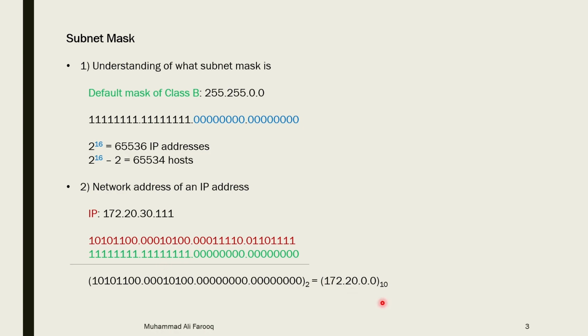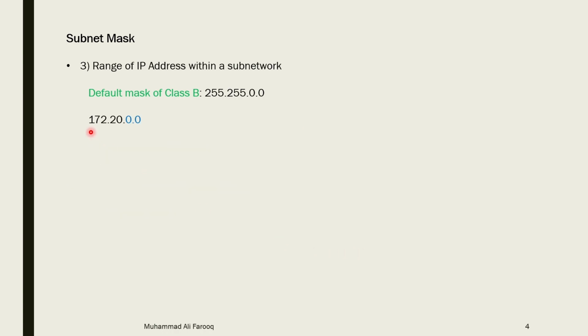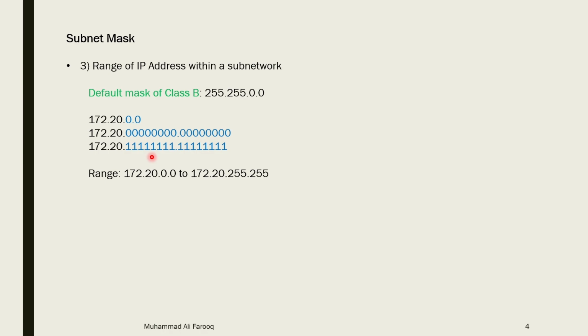Once we know the network address of the IP address, we can easily calculate the range of IP addresses within our subnetwork. We take this network address, convert it into binary, and set all the host bits to ones. So we easily get the range of IP addresses 172.20.0.0 to 172.20.255.255. This is the range of IP addresses that are available in my subnetwork.